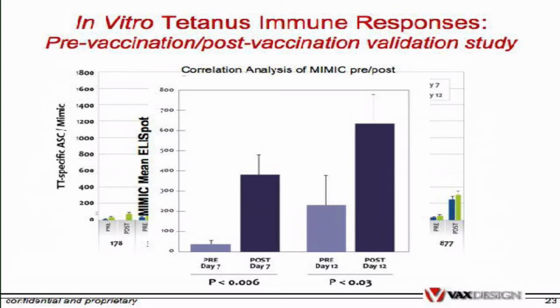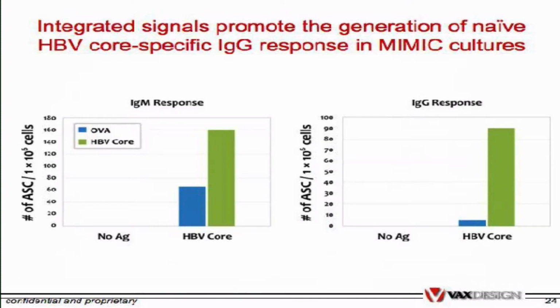And you'll see here that the pre and post are dramatically different throughout the donor population, which is exactly what we see in the population as far as serum titer levels. In taking all of that data and putting it together, what we have is day 7 pre and post, day 12 pre and post, and we look at, in this particular case, the number of antibody-secreting cells that were secreting anti-tetanus antibody.